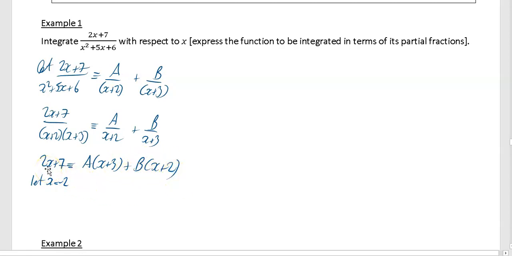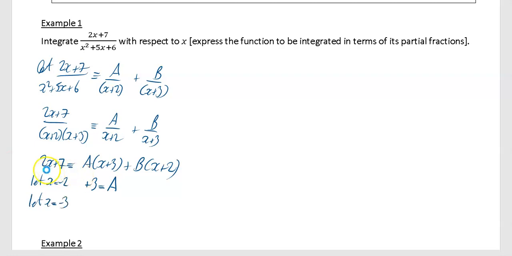On the left hand side, you'll have 2 times minus 2 is minus 4, plus 7 is 3, is equal to minus 2 plus 3 is 1, so it's just equal to A times 1, so it's just equal to A. Sorry, that should be plus 3 here. We'll just check that. 2 times minus 2 is minus 4, plus 7 is just 3, so it's plus 3 equals A.